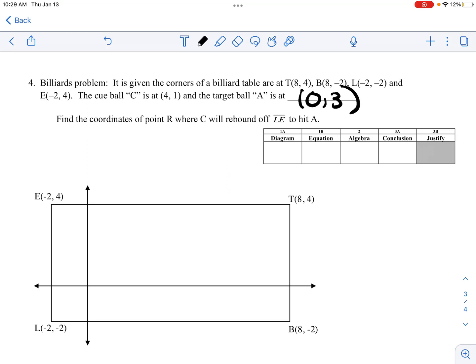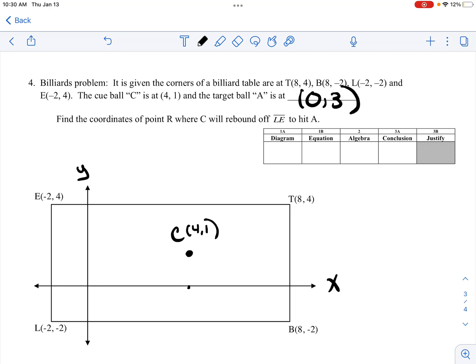They have some cue ball at (4, 1). Again, this is my x-axis, this is my y-axis. So if I go over 4, that would be about here, go up 1, that would be about here. So that's Miss Parisi's cue ball.